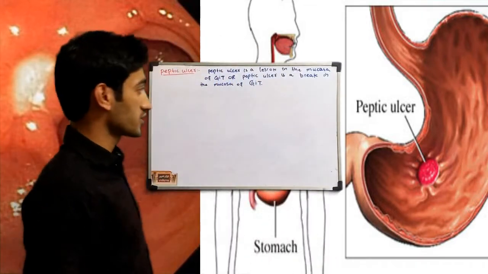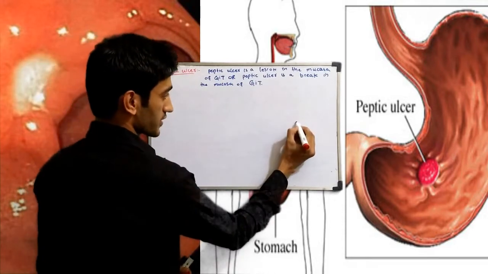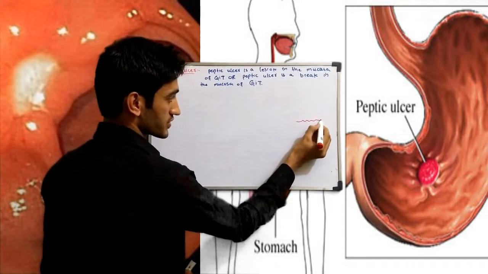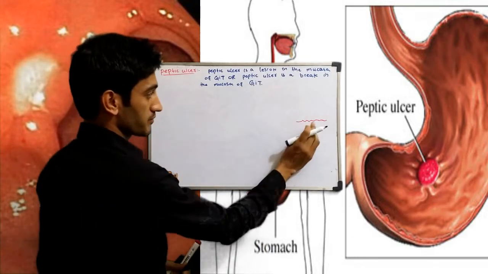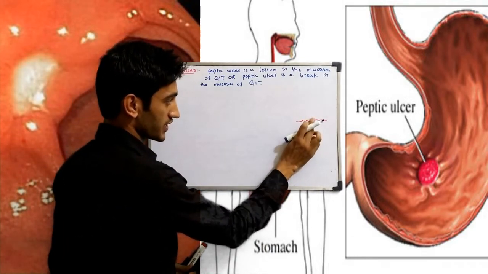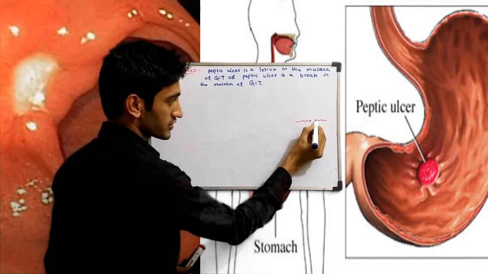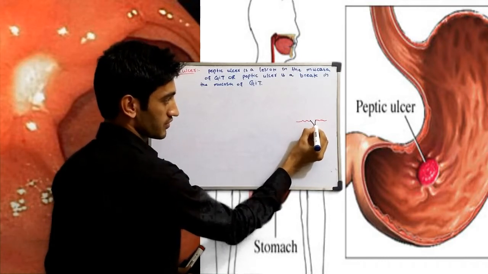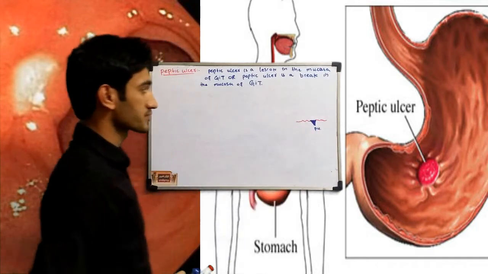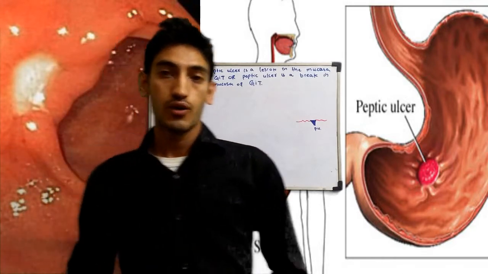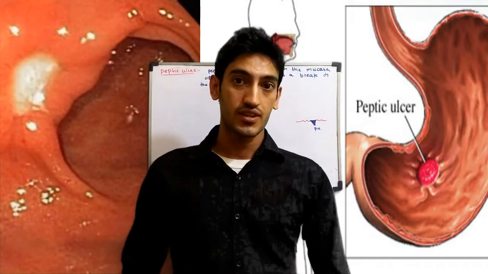So let's have a diagram here. For example, this is mucosa. Whenever there is a break or any lesion in this mucosa of the GIT, we call it peptic ulcer. Now we come to know what is peptic ulcer.